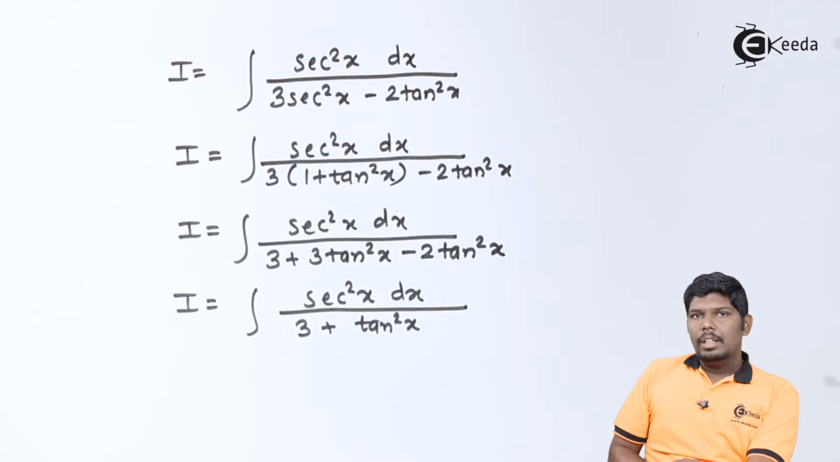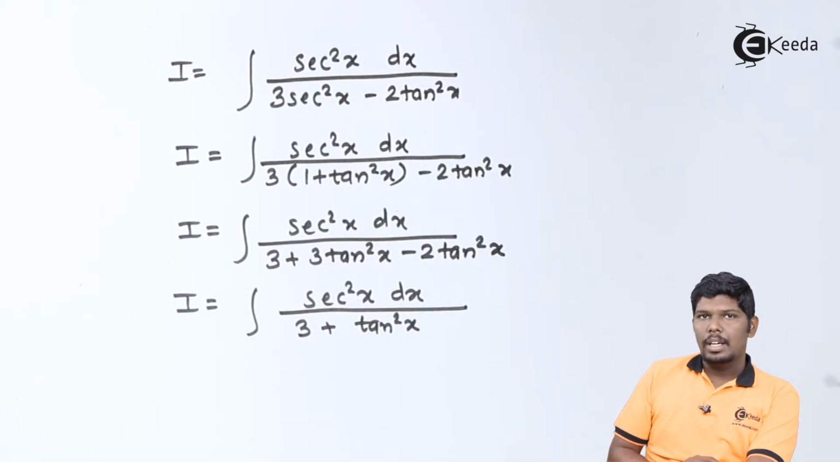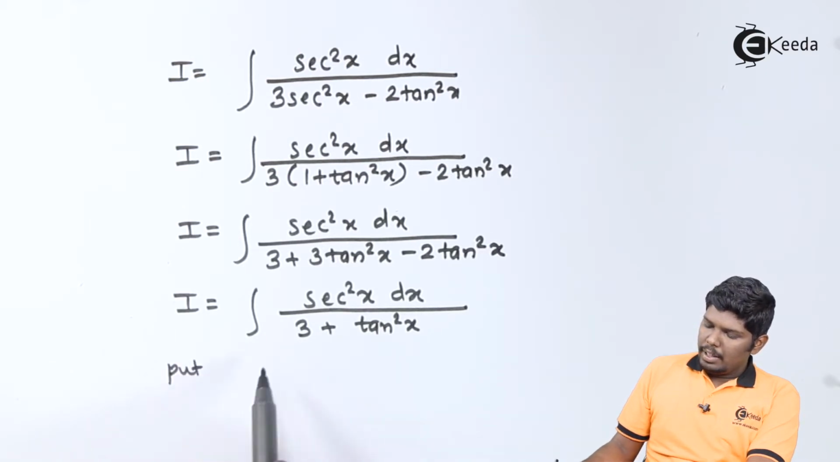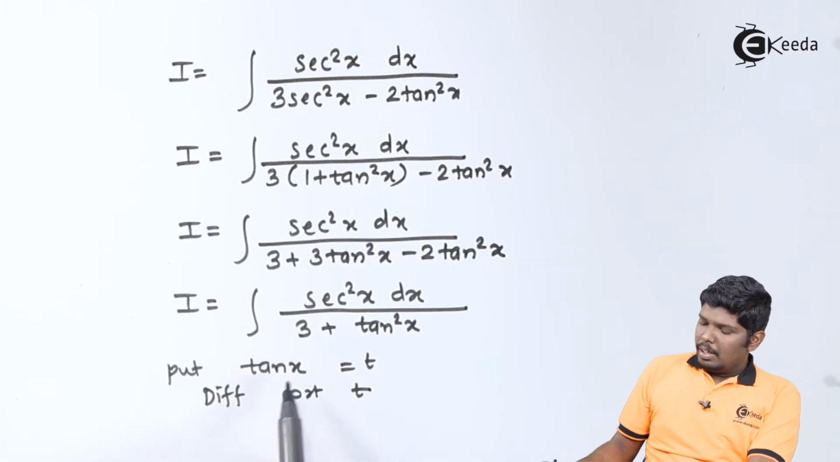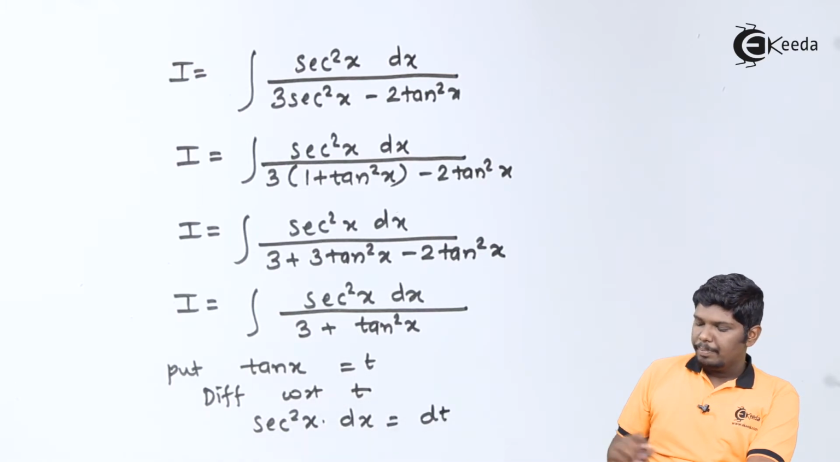After simplification, the last step says that put tan x is equal to t. As you can clearly see, in the numerator you have sec square x dx, and the function whose derivative is sec square x is definitely tan x. Therefore, we will put tan x as t and differentiate with respect to t. Tan x will give you sec square x, for x we have dx, and on the right hand side we have dt.